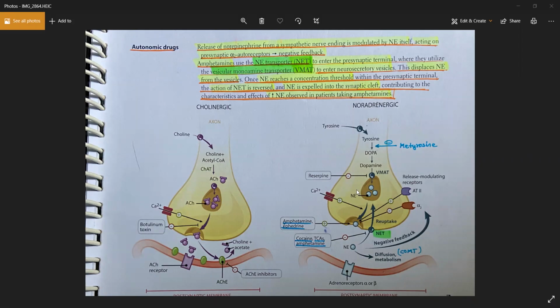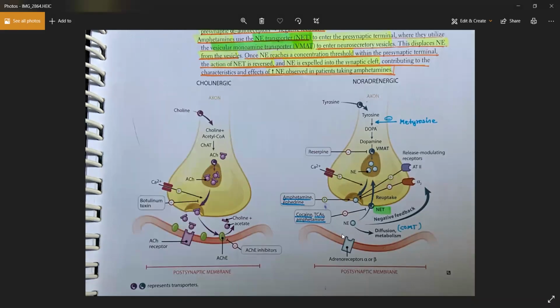Now, whenever the action potential is generated, this norepinephrine will go to the end of the terminals, fuse with the membrane, and as a result, the norepinephrine will be secreted into the synaptic cleft. And once the norepinephrine is secreted, it will bind to the alpha or the beta receptors.